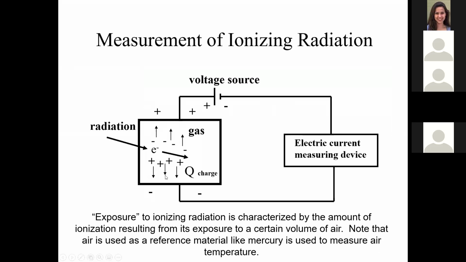So you can have a sealed chamber just filled with gas with a positively charged plate and a negatively charged plate. And as your ionizing radiation passes through here, it's going to produce ionizations. And as those ions form, they're going to travel to their respectively charged plates, and then you can measure current traveling through this system, and that current is going to be directly related to the number of ionizations that are occurring, and you can measure quantitatively the number of ionizations that occur. Now, note that in this case, we're using air as a reference material for the amount of ionizations that occur, analogous to the way mercury is used to measure air temperature.